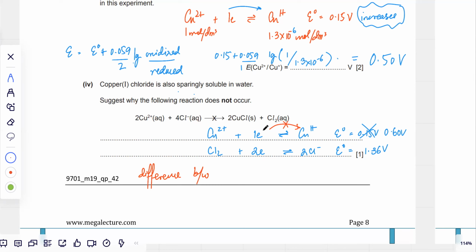Do you have this concept that if the equilibrium shifts, this equilibrium is achieved under standard conditions, right? If the equilibrium shifts forward, it gains electrons and it becomes more positive. And vice versa, if the equilibrium shifts backward, electrons are produced and it becomes more negative, right? So the electrode becomes more negative.